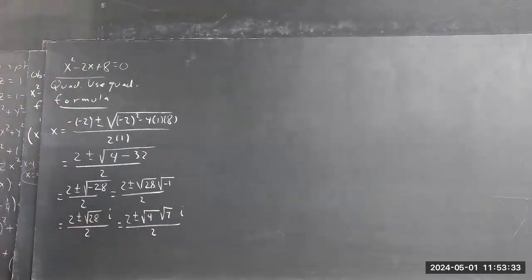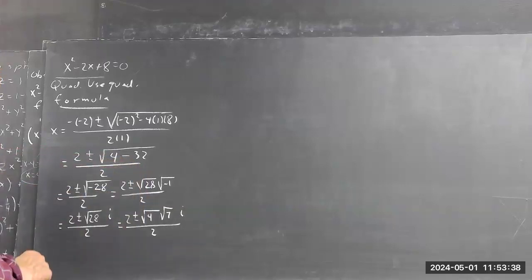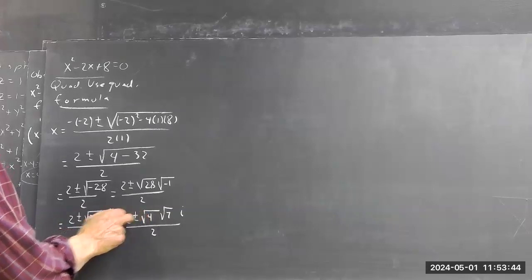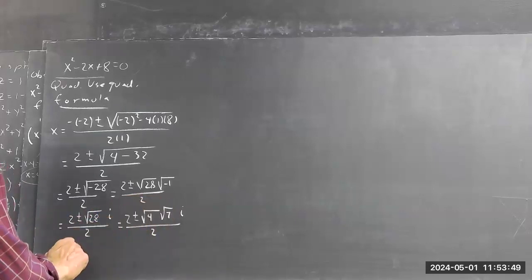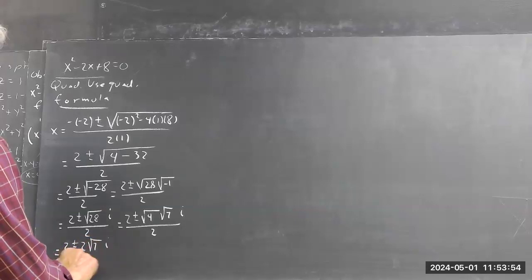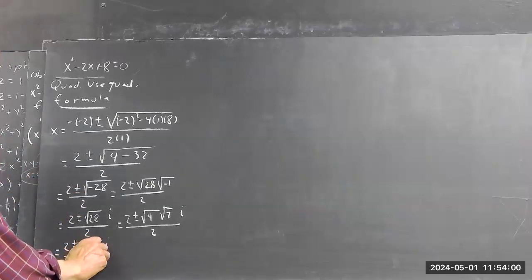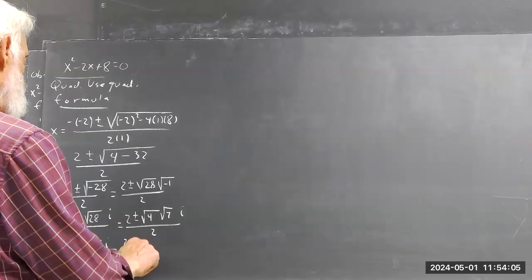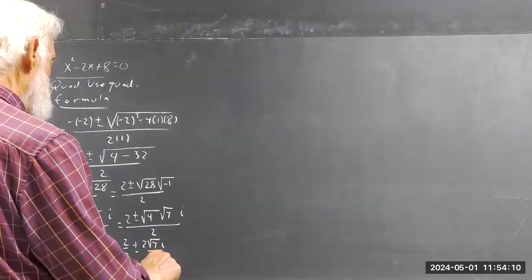28 is 4 times 7. Why do I do that? Because the square root of 4 is 2. Since 28 contains a perfect square as a factor, we factor that square out, so we take the square root. Then we get 2 plus or minus 2 square root of 7 times i, over 2, which is 2 over 2 plus or minus 2 square root of 7 i over 2.